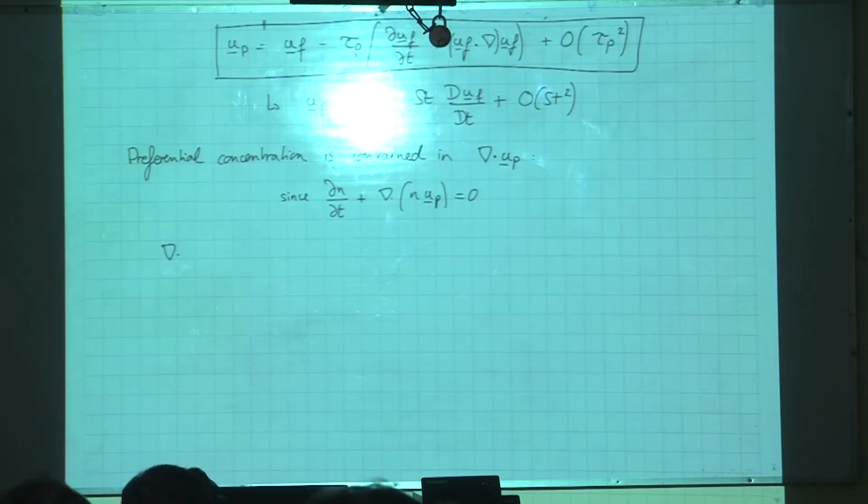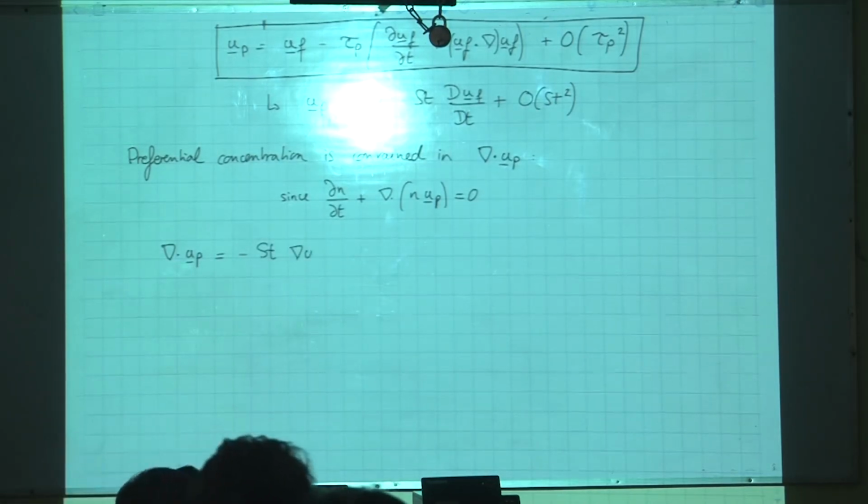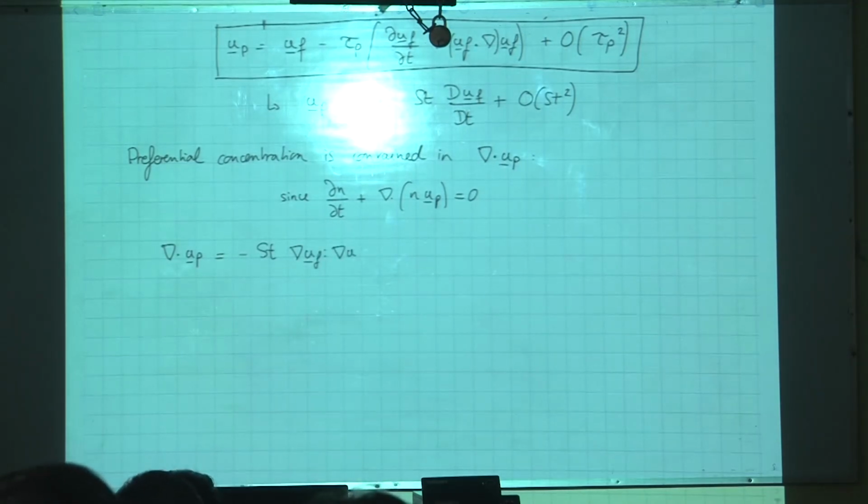So now we can just compute this. What is the divergence of UP? Well, we just wrote an expansion for UP for low Stokes. We can do the math. It is going to give us minus the Stokes number times the gradient of UF double contracted with the gradient of UF.